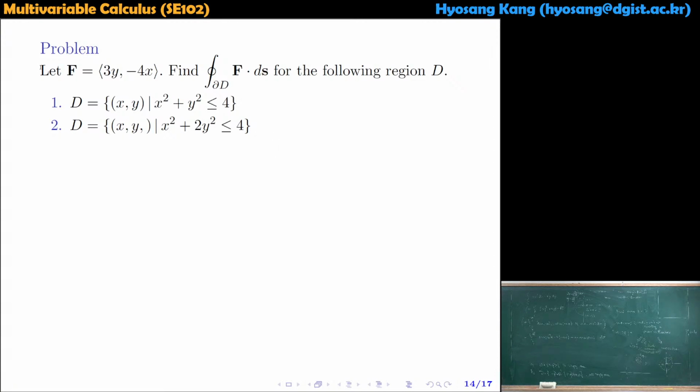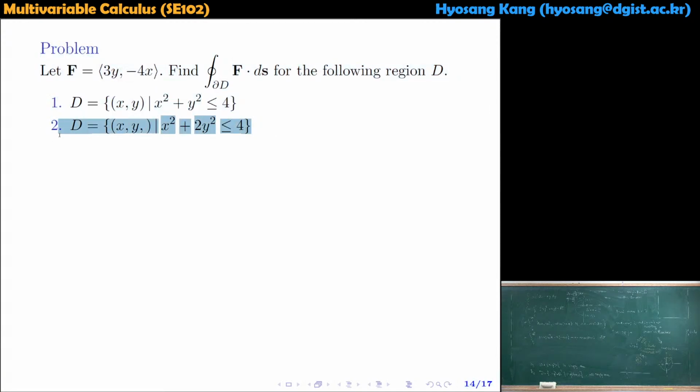So we have a problem. F is given by 3y minus 4x. This is a vector field, and we want to compute the line integral over this circular path. So this ∂D is the boundary of D. D is the two-dimensional region, and I want to take only the boundary. So it's not hard, but let's look at the second one. It's a circular path, so you can always parameterize by cosine and sine.